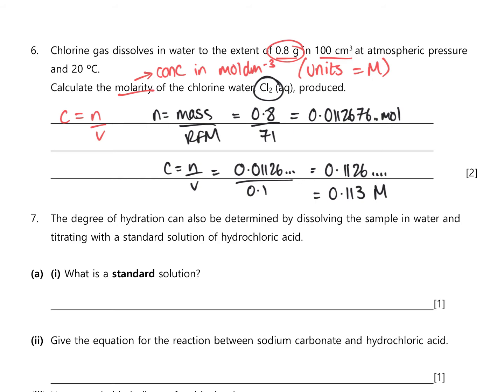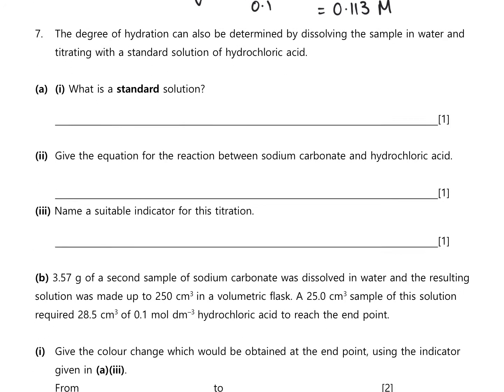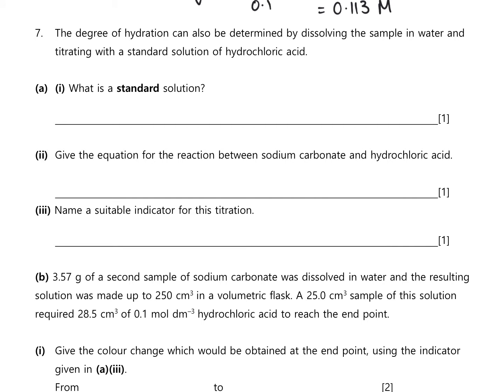Question number 7 is about a titration that involves determining the degree of hydration. It asks you, first of all, what is a standard solution? And that's a definition that you should definitely know. And it's a solution of known concentration. Okay. Give the equation for the reaction between sodium carbonate and hydrochloric acid.